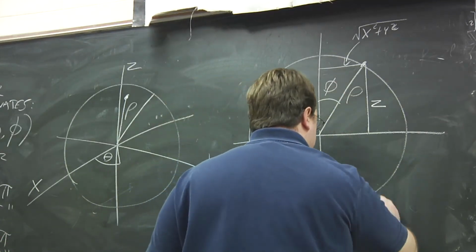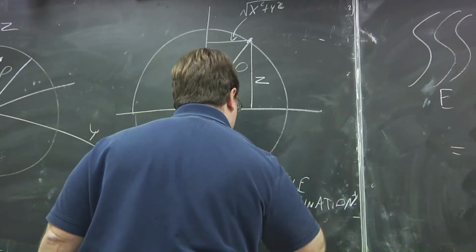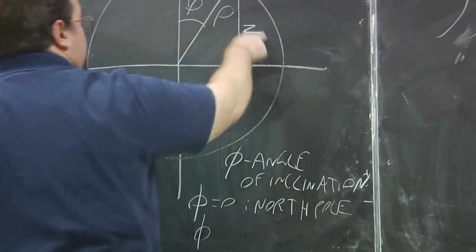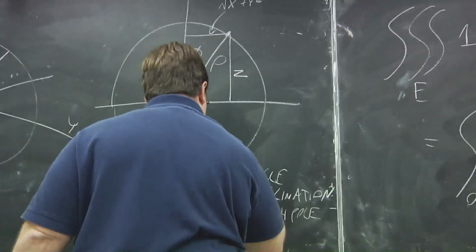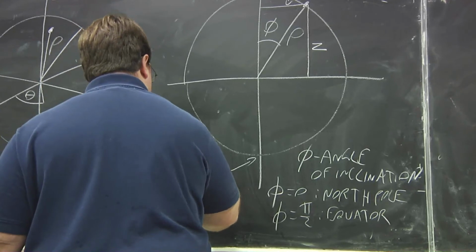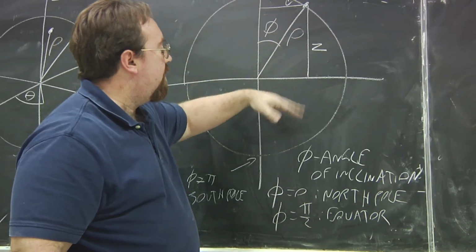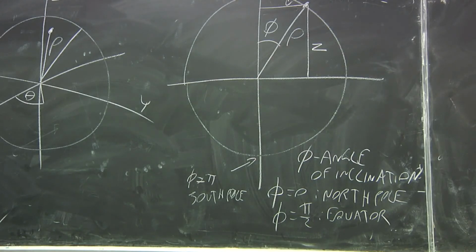So phi is an angle of inclination. Now, when phi is equal to 0, you're at the North Pole. And when phi is equal to pi over 2, that's the equator. And phi equal to pi, that's the South Pole. So phi sweeps from North Pole to South Pole. Now, we'd like to be able to relate x, y, and z to these spherical coordinates. So your distance, your latitude, your longitude.